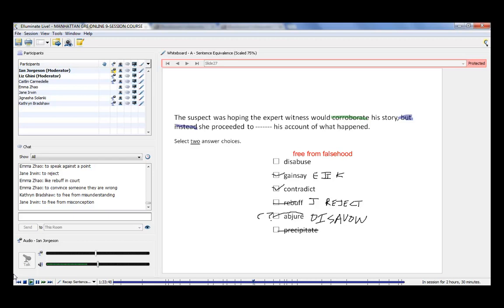No, the suspect doesn't have a false belief that is going to be explained. The suspect is making one claim, the story, and the expert witness is contradicting it. So there's sort of a similar idea going on with disabuse, but contextually and idiomatically it's not working. And so in the end, the best answer was gainsay and contradict. Questions at all?